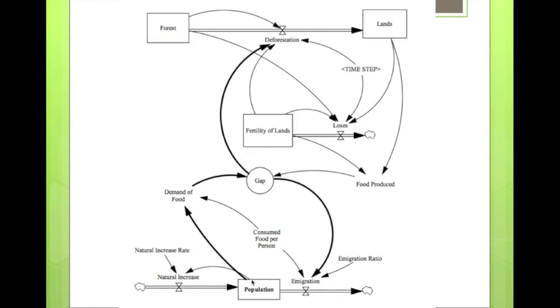So population is driven by food consumption, and so the population creates a demand for food. Okay, and this availability of food may drive migration. Now let's see where this food comes from. The Mayas converted forests, which is one of the stocks in this model, to lands. They did deforestation, and they converted forests to lands for agricultural production.